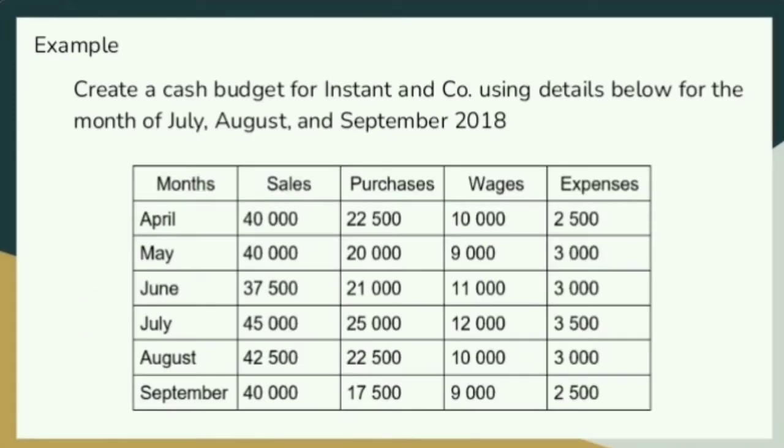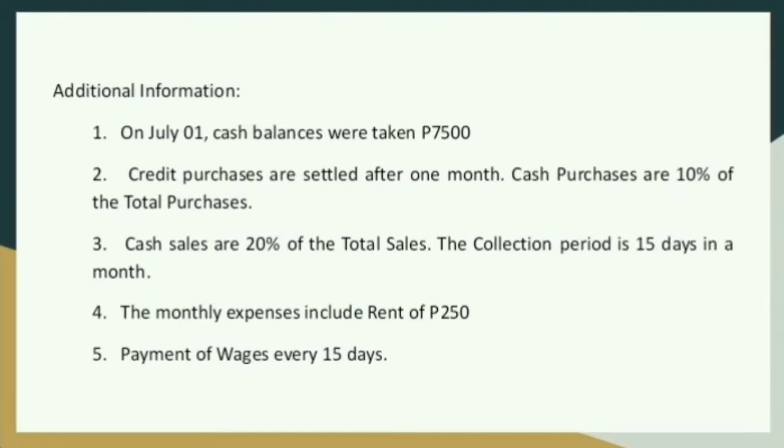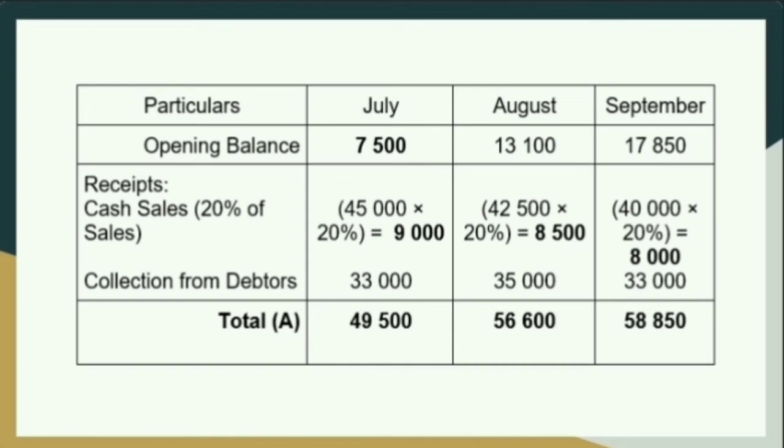So here's an example. Create a cash budget for Instant & Co using the details below for the month of July, August, and September 2018. So please take a screenshot since dili na siya ma-show in the next slides. Kani also since mao ni atong magsilbing guide later. So, mao na ni siya, and sa July, August, and September ta mag-focus.